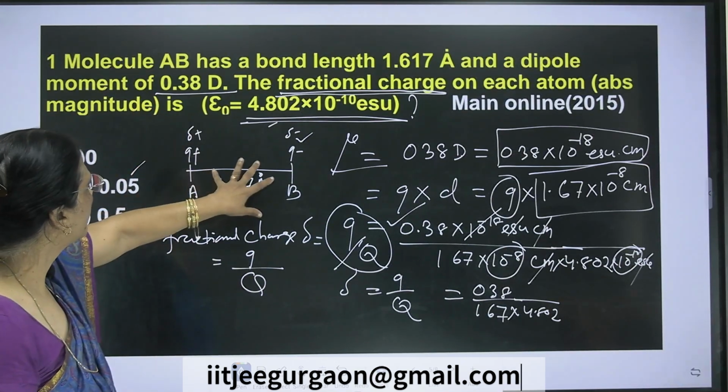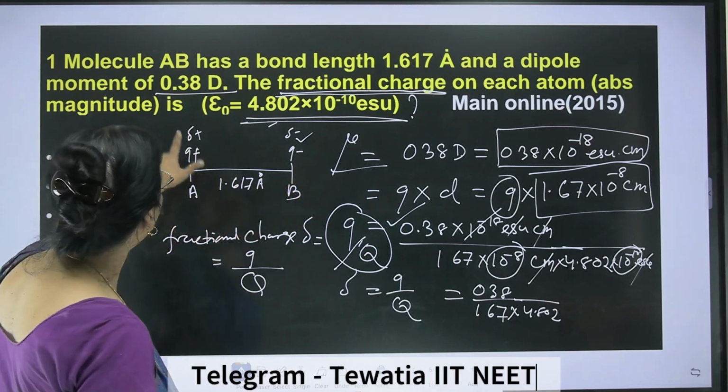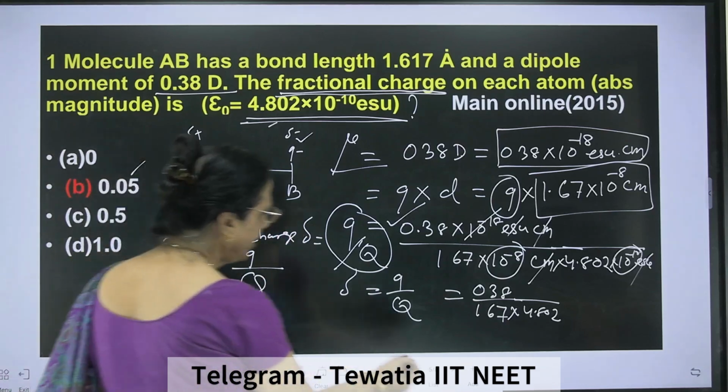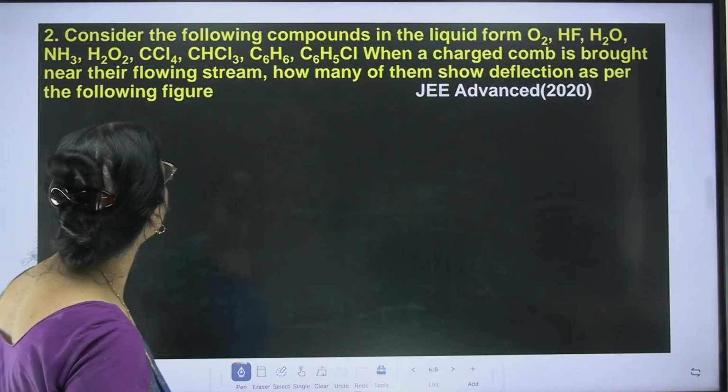Partial charge is just charge separation, Q into distance, which we use to calculate the dipole moment. And fractional charge is a charge divided by the total charge of the electron. Clear? Then come to the next numericals.